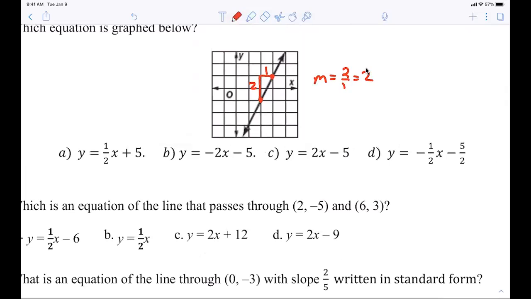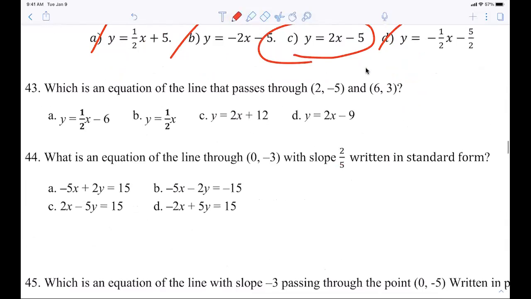Because I know the slope has to be two, I can just go ahead and say, that's no good, that's no good, that's no good. So I didn't even have to find the y-intercept. Everybody okay with that? All right.